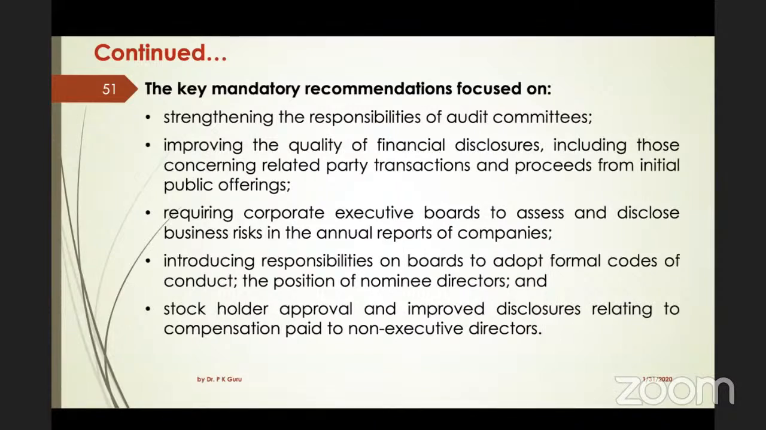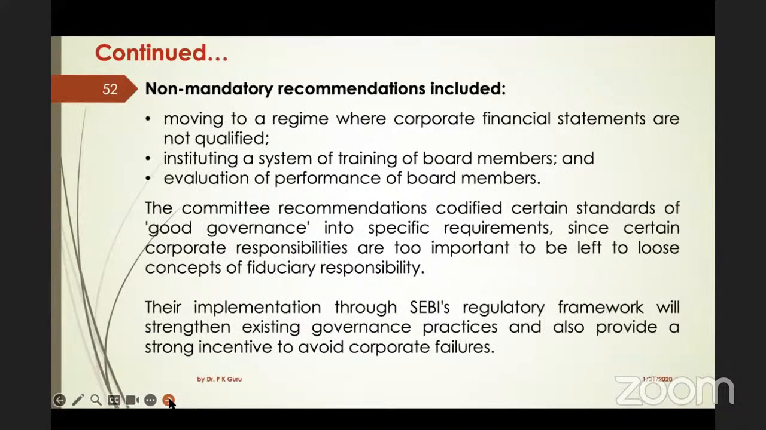Okay. Requiring corporate executive boards to assess and disclose business risk in annual reports of companies, introducing responsibilities of boards to adopt formal codes of conduct, stockholder approval, and improved disclosure relating to compensation paid to non-executive directors. The non-mandatory recommendations are moving to a regime where corporate financial statements are not qualified. Not qualified means they are more clear, in normal language, so everybody should be able to understand.